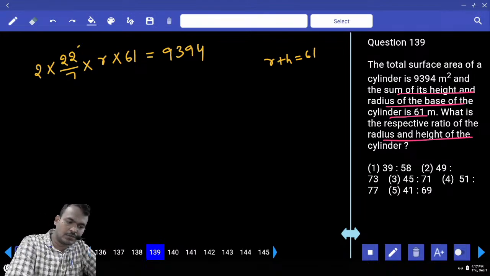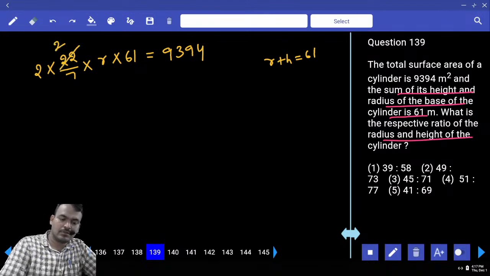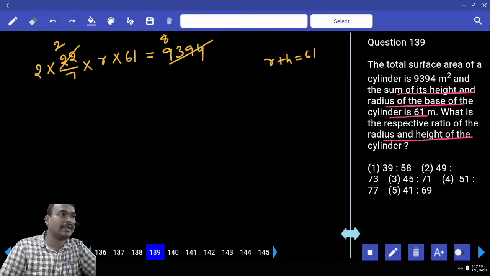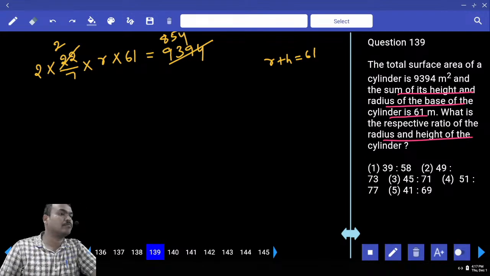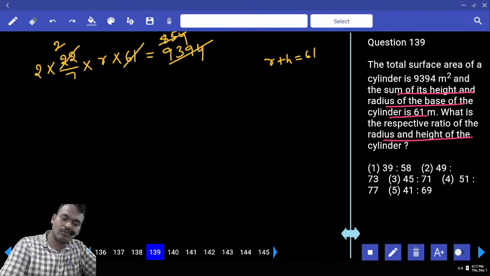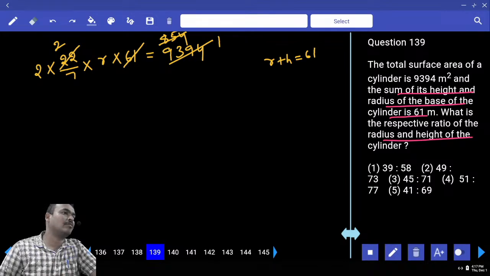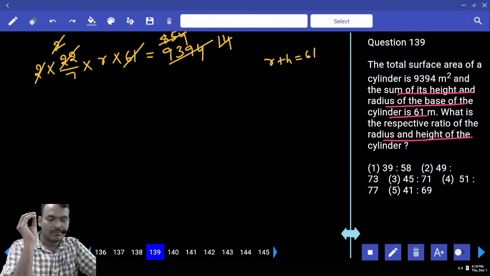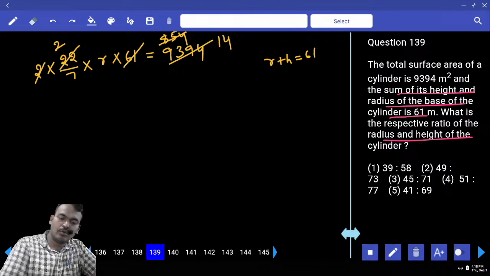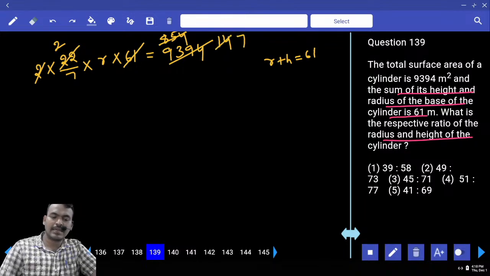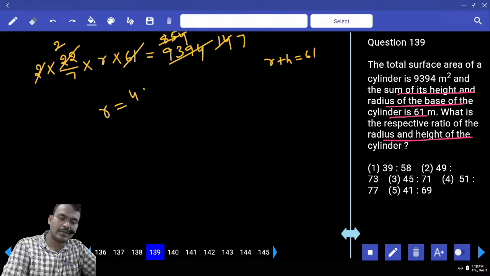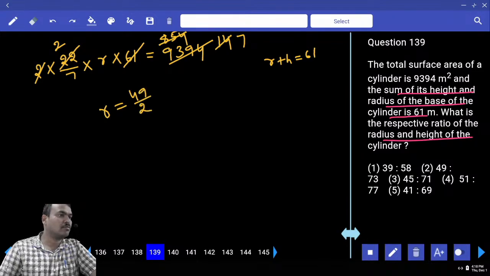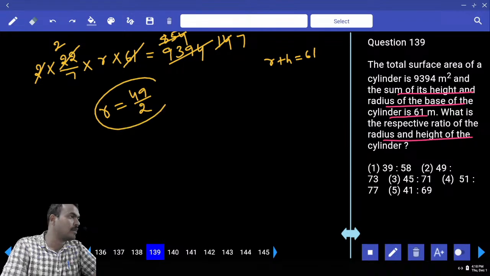Okay. 22, 11 how many times? 2 times. 93, 11 how many times? 8 times. Remaining 59, 5 times again 4 times. Next, 61, how many times? 1 time. Again the remaining value 244, means 4 times. 2 into 2, 4. 4, how many times? Sorry, 2, how many times? 7 times. Any other cancellations? R equals 49 by 2. R value is 49 by 2.